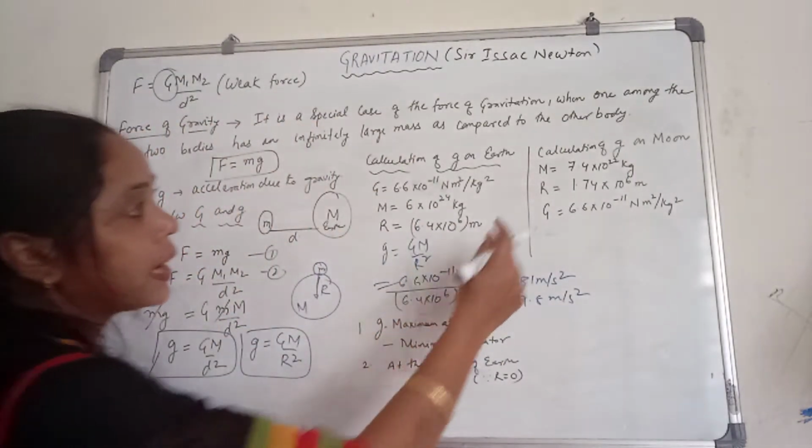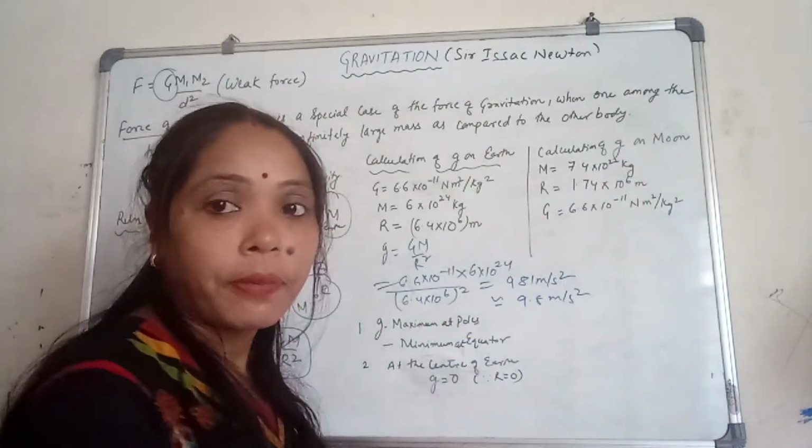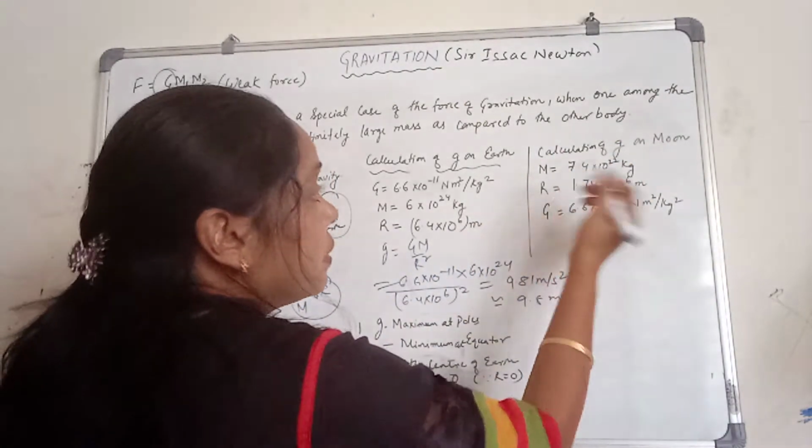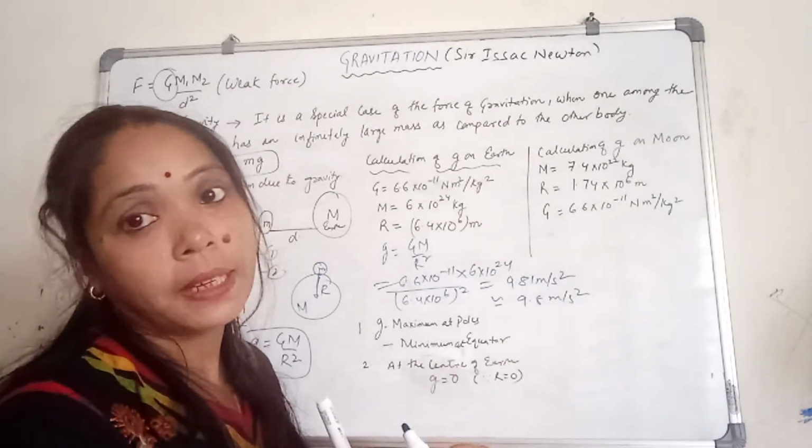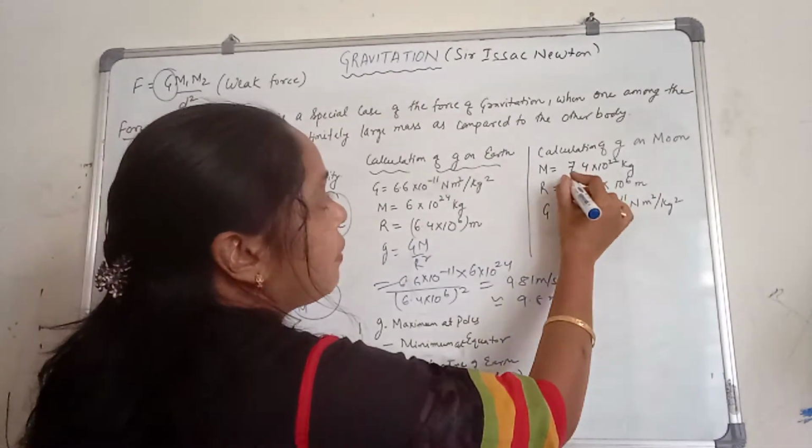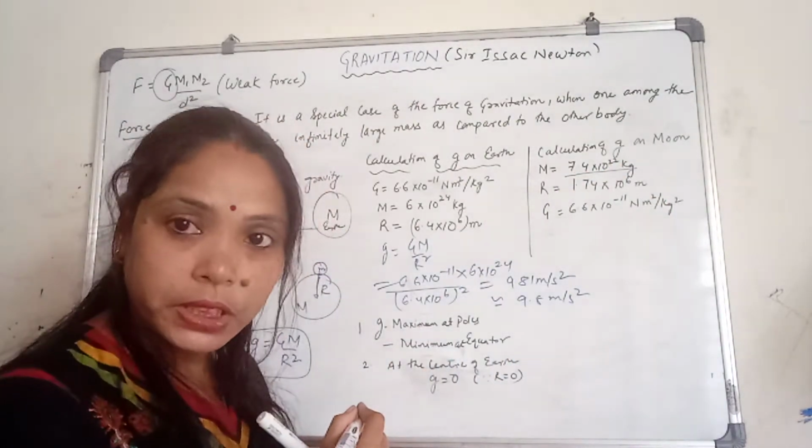Now let's find the acceleration due to gravity on the moon. For the moon, you have to take the mass of the moon, that is 7.4 into 10 to the power 22.